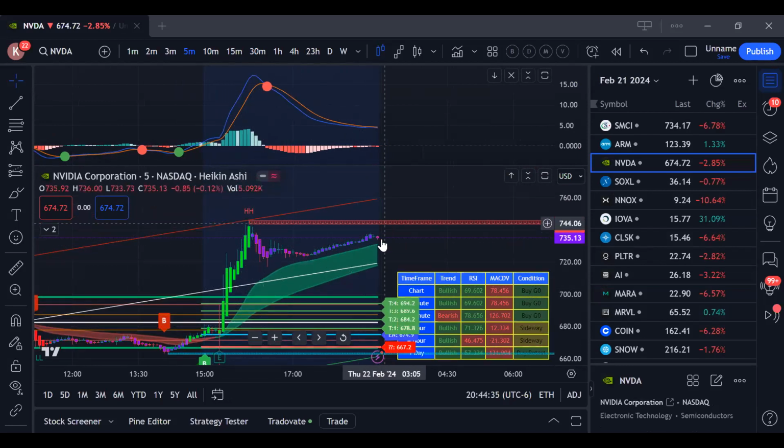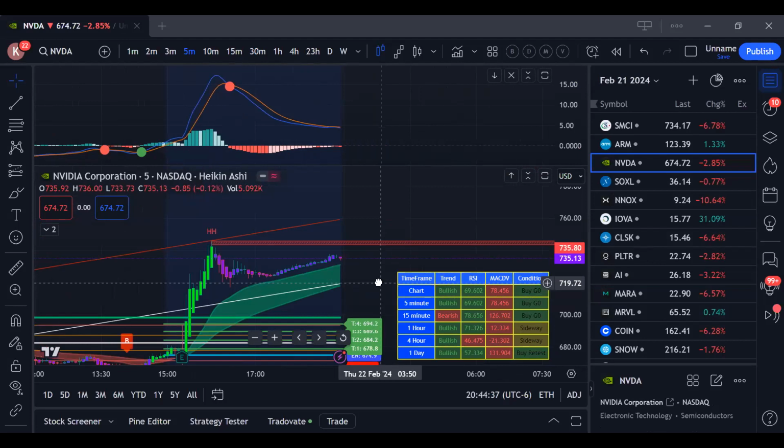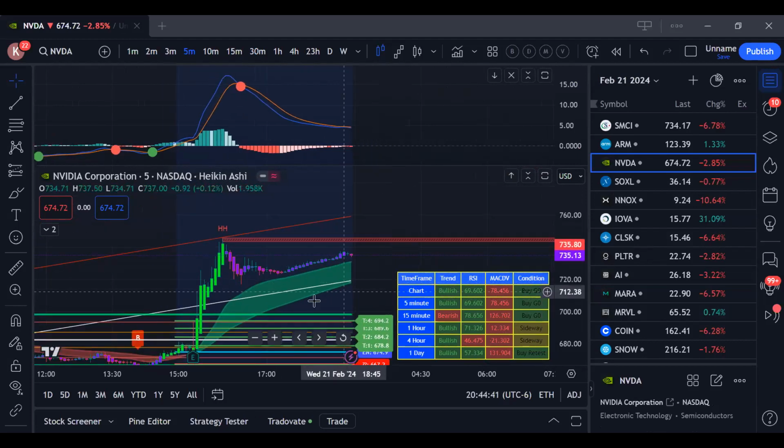Right, we took trades in Nvidia. Like that, you have full control. Again, you can take trades whenever time permits. Right, it is simple. If you see everything green, buy. If you see everything red, sell. That's it.